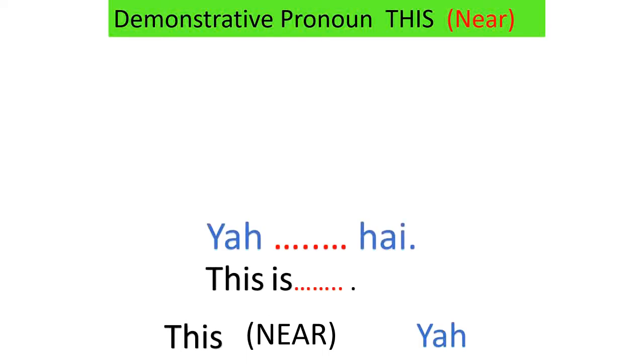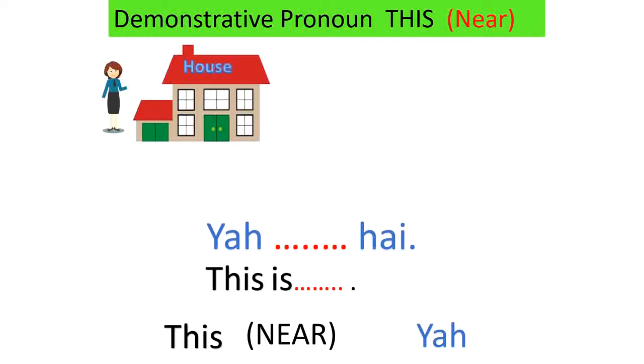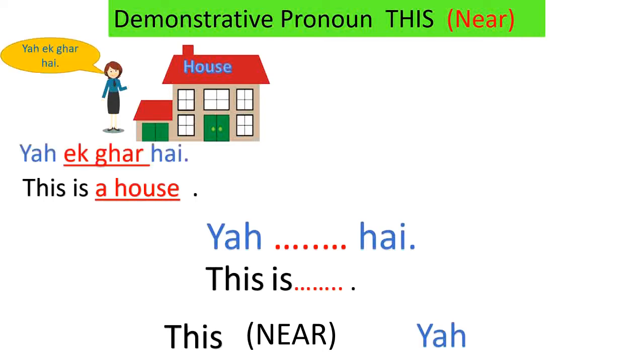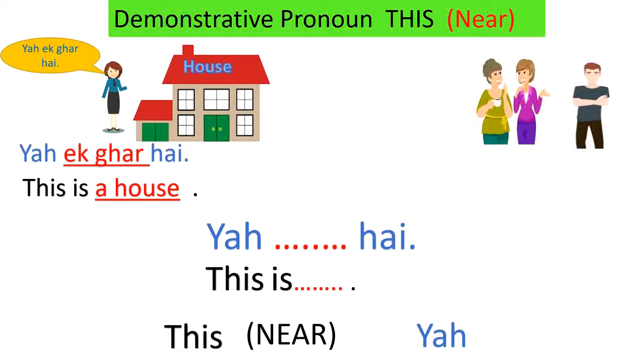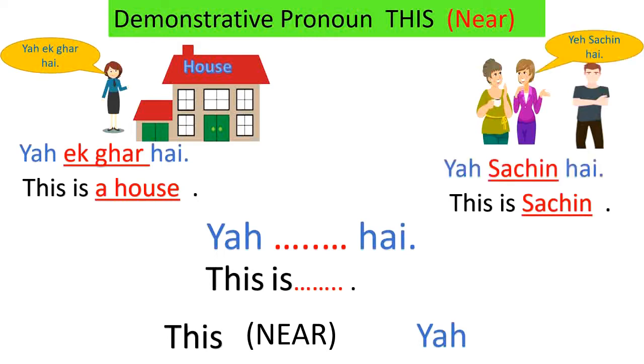Now let us see how a girl who is near to the house says this is a house. In Hindi she will say yah ek ghar hai. One more example. How the girl will introduce a boy who is standing next to her. This is Sachin. In Hindi, she will say, Yah Sachin hai.